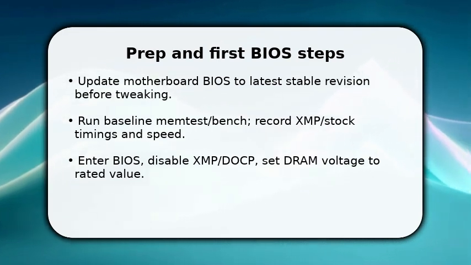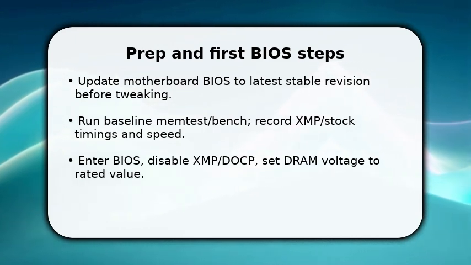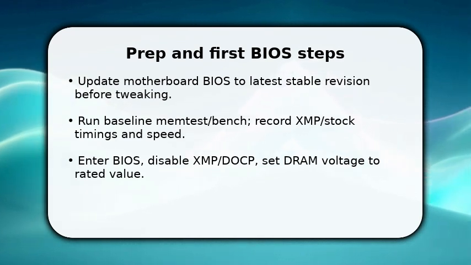Now change only primary timings first, CAS, tRCD, tRP, to the next lower step. Save a temporary profile and exit to run a short stability check so you know whether the system boots cleanly.